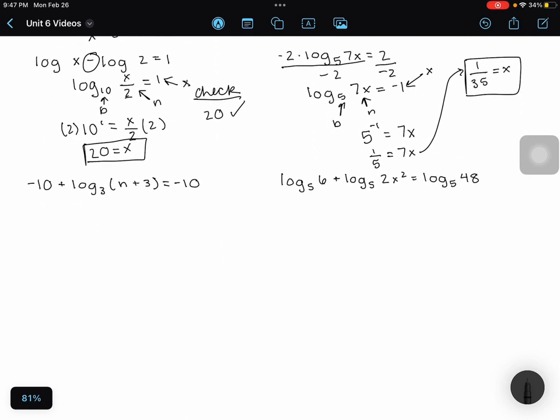Okay, and then last two examples here. In this one, we need to make sure to isolate the log by itself before we can rewrite anything. So I'm going to add 10 to both sides. That gives us 0. We have 1 log on each side, so I'm going to label my b, x, and n.